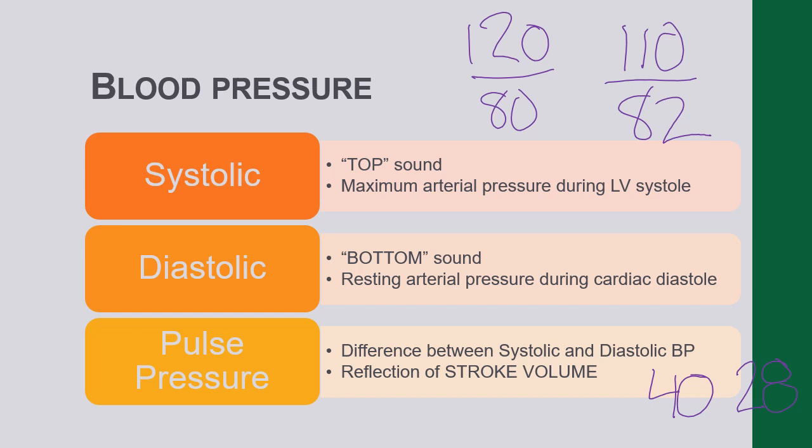So one of the things that we look at is narrowing pulse pressure versus widening pulse pressure. Somebody who's in heart failure that has a large cardiac output is going to have a wide pulse pressure, or a large pulse pressure. And somebody who is in cardiac tamponade, who has a tension pneumothorax, or who's in hypovolemic shock, is going to have a very narrow pulse pressure.